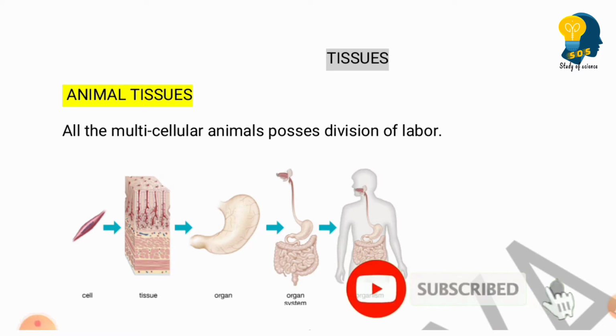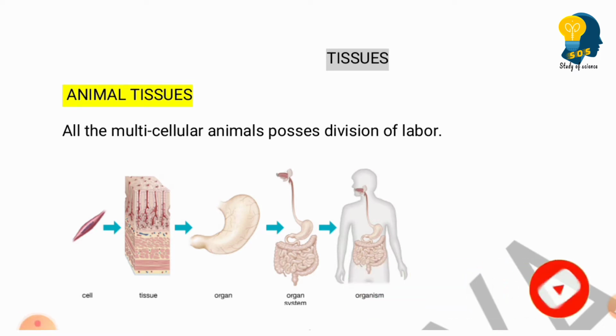Students, this session is the continuation of the lesson tissues. So in this session, we are going to understand the next concept, animal tissues. In the previous session, you all have understood the plant tissues, the types of plant tissues and their functions. So now we will talk about the animal tissues.